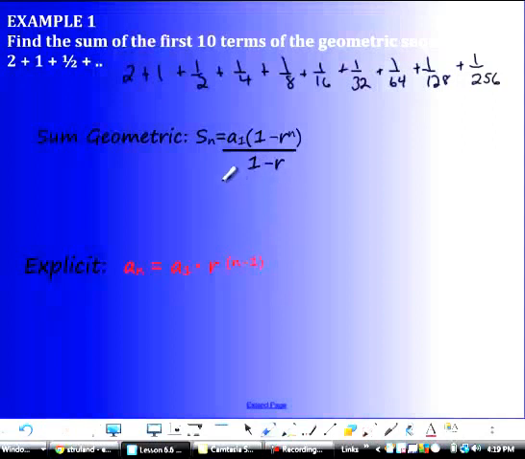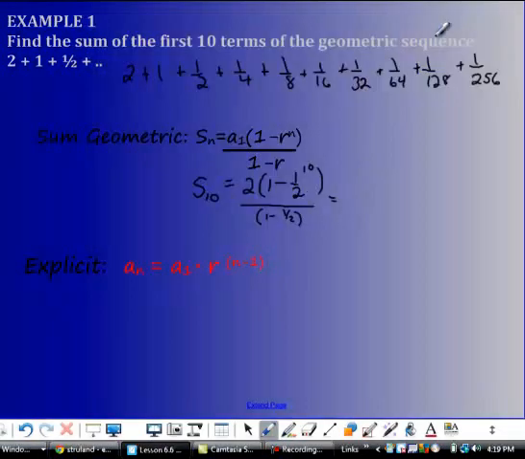All right, so let's do this. I'm taking the sum of the first 10 terms. So I take the first term, which is 2, times 1 minus, remember r is my common ratio, which I figured out to be 1/2, to the n power, because I'm doing 10 terms, and then I divide that by 1 minus r, which is a half. All right, 1/2 to the 10th power. Well, I'm going to have to get out my calculator.